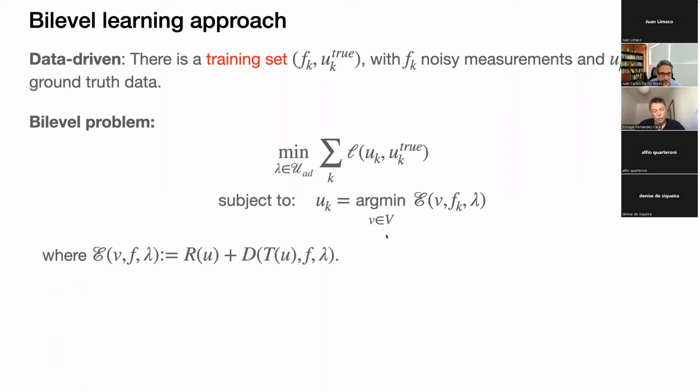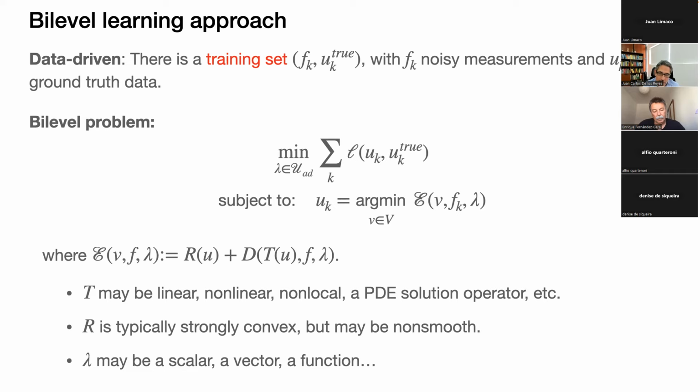So basically, the data-driven factor is provided by this learning function that you consider, this loss function, and of course the model is involved in the inverse problem. So the advantage of this type of bi-level learning approach is the fact that the operator that is involved in the data fidelity term may be linear, non-linear, non-local, or a PDE solution operator. You can write down the bi-level learning problem in any of these cases.